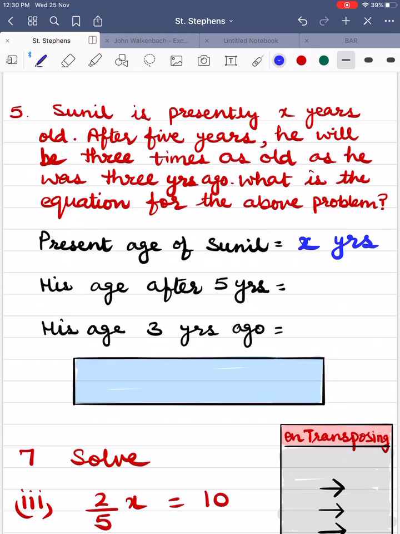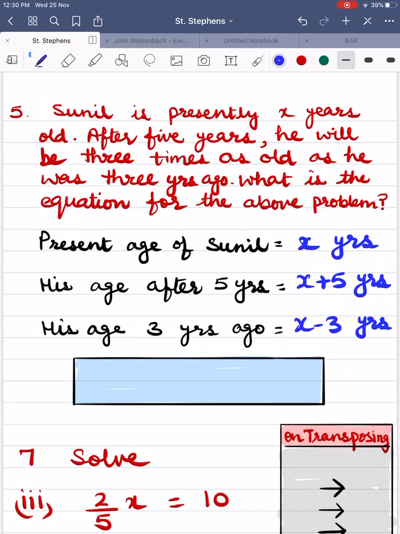Now his age after 5 years means we have to add 5 years in his present age. So we get x plus 5 years. Now his age 3 years ago means 3 years before. So we have to subtract 3 years from his present age. So we get x minus 3 years.